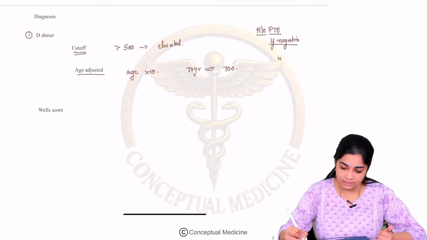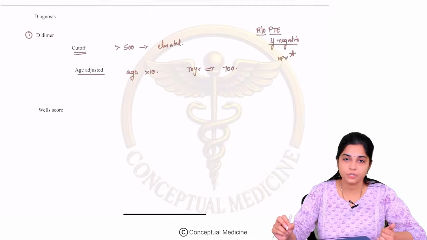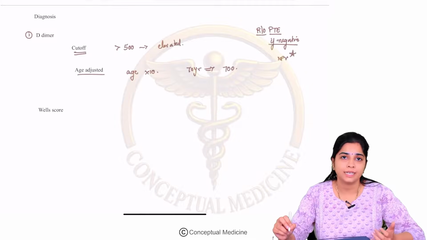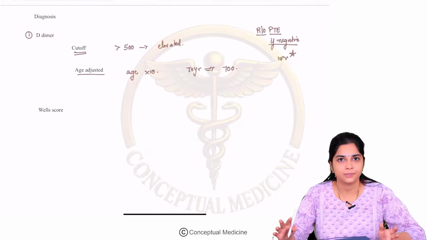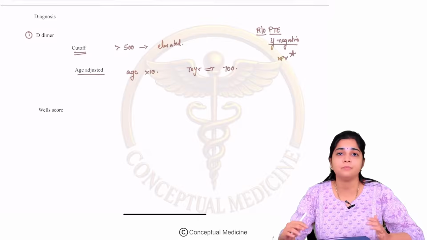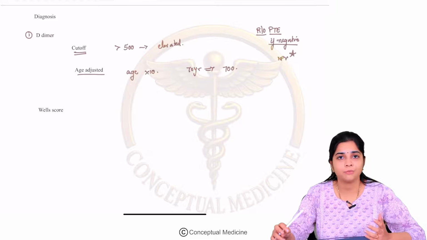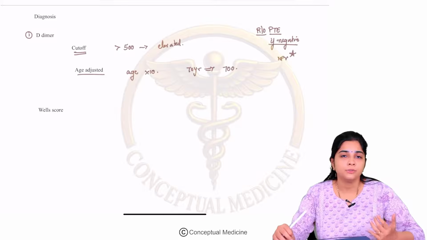So it has a negative predictive value. So it's very, very useful because of its negative predictive value. For example, I'll explain this with a clinical scenario. If there is a patient with pneumonia who has been hospitalized for a long time and he is having persistent hypoxia which is not improving, then you do a D-dimer.